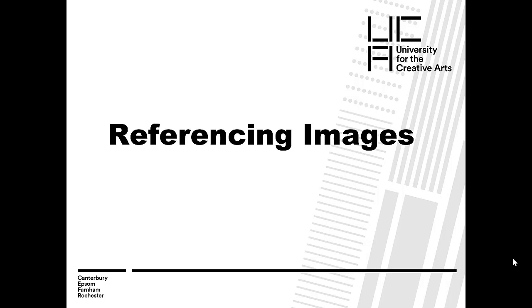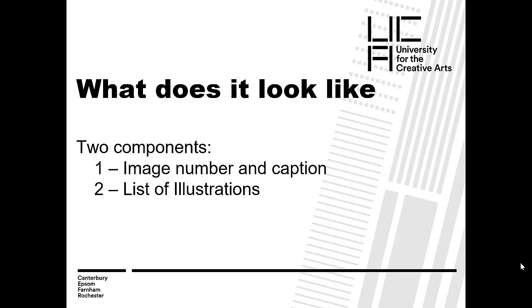In this short screencast, we are going to look at how you reference images in the UCA Harvard style. When using images within your written work, it is essential that you reference your images accurately. This is a very similar process to writing citations in a bibliography for text sources. There are two main components used to reference your images: an image number and caption.